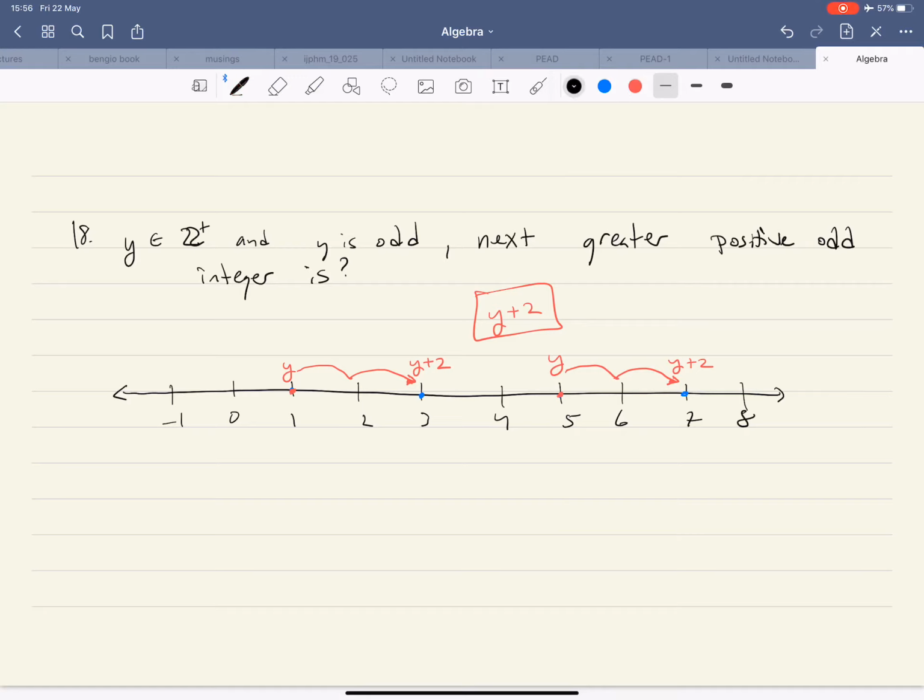Let's move on to the written exercises. Here, it's asking us to write a variable expression for each word or phrase.